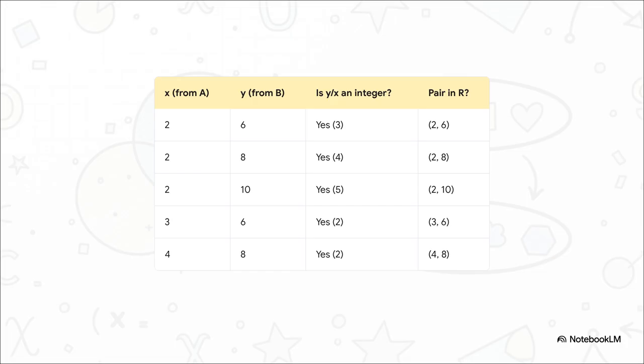Okay, moving on to x equals 3. Is 6 divided by 3 an integer? It's 2. So 3, 6 is in. And last, x equals 4. Is 8 divided by 4 an integer? Yep, it's 2. So we got a match there. So when you put it all together, those are the 5 pairs that make up our whole relation R.